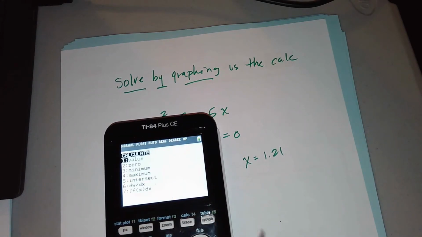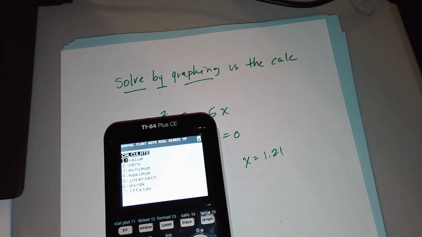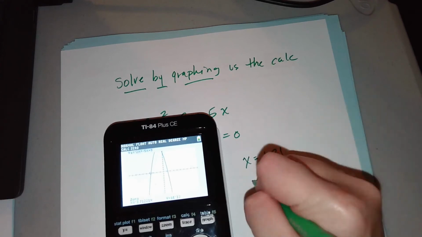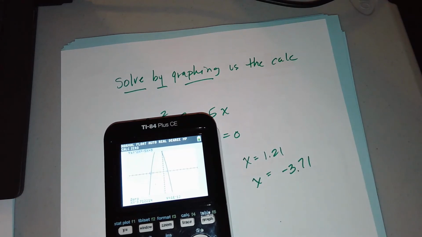Second trace. Go down to number 2 for 0. Sorry, graph, second trace, go down to number 2. I'm going to move my cursor, so I'm going to hit my left arrow key all the way over. And there it is. If I flatten this one out, this below would be where the left side of my graph would be. So I'm going to hit enter, arrow it up, hit enter again. This time I get a solution of negative 3.71. And so this is an easy way to find your solutions on a graphing calculator.